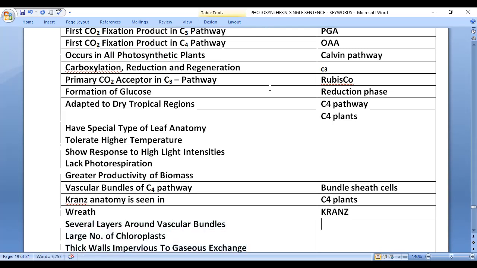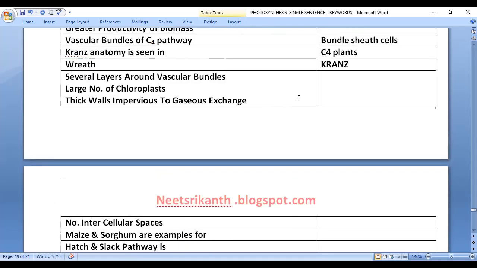Several layers around the vascular bundles, a large number of chloroplasts, thick walls impervious to gaseous exchange: these are bundle sheath cells. Number of intercellular spaces. Maize and sorghum are examples of C4 plants.